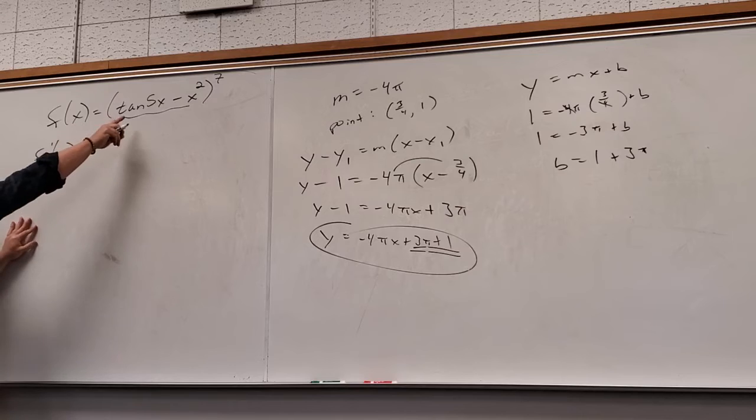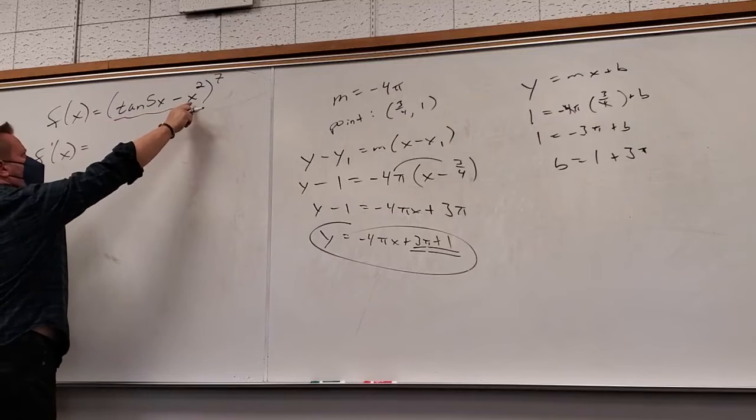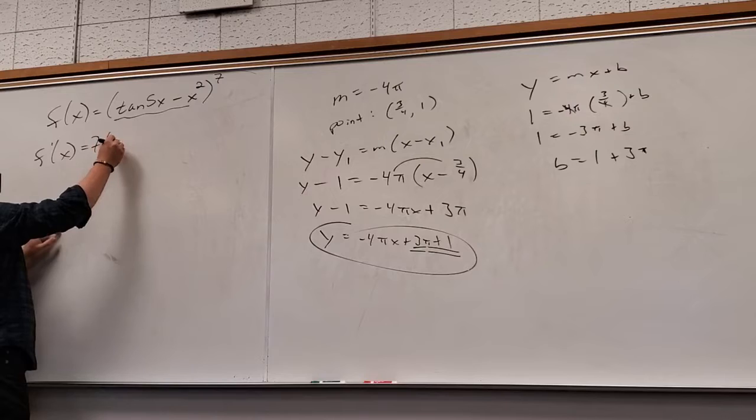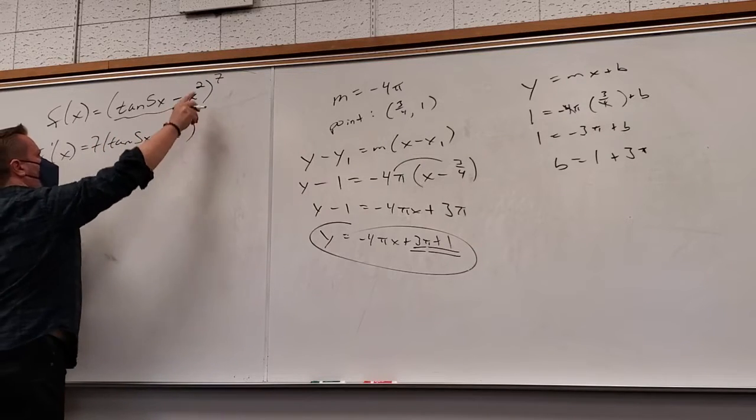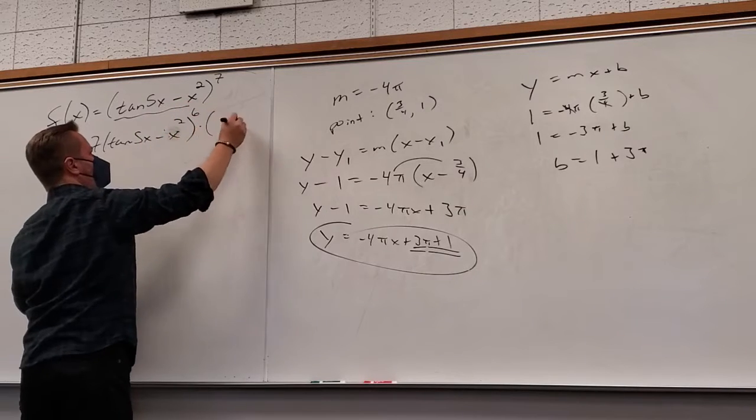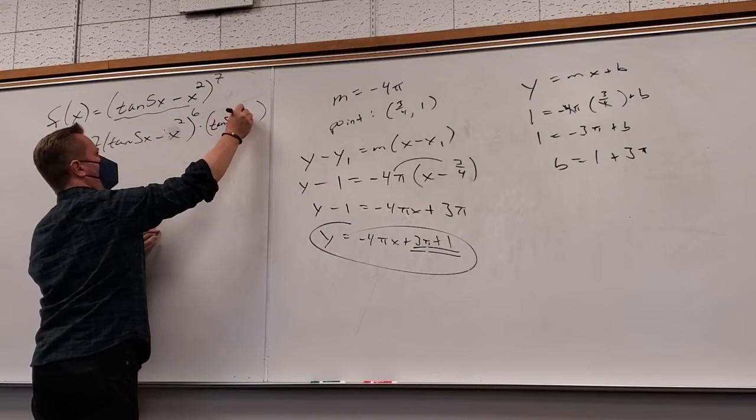Alright. So what's got to happen first here, of course? Bring the 7 down. You almost don't care what this is. You don't even worry about this right now. 7 comes down in front of stuff. Check. To the 6th power times. Go ahead. I appreciate it.